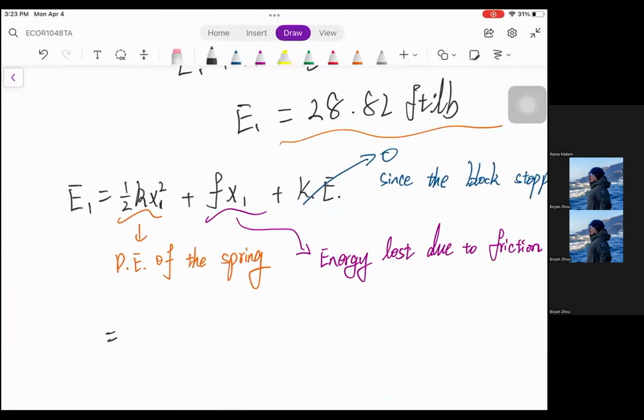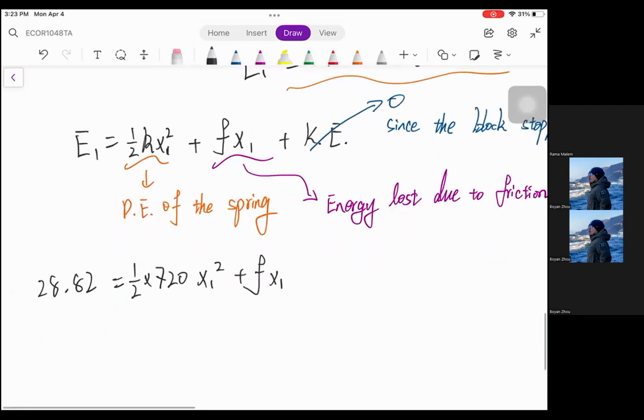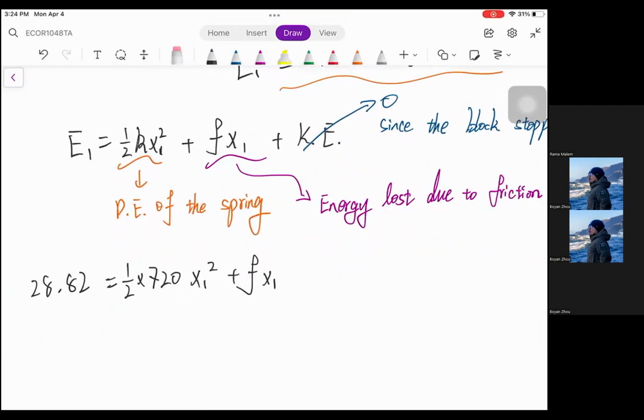So we can do that. E1 is equal to 28.82, and that is equal to half of K. We found that K is equal to 720, times x1 squared plus F x1. So again, it's another quadratic equation. I need to plug in the F.